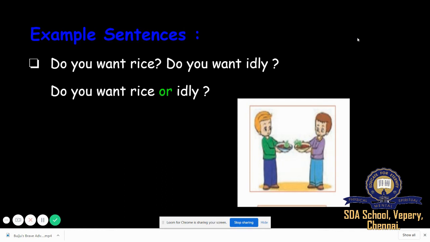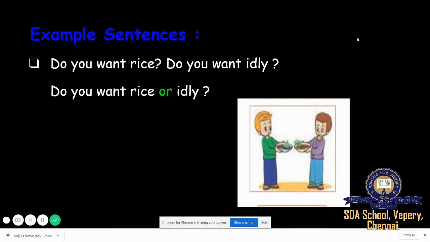The question they have given here is, do you want rice? Do you want idli? To get a correct sentence we use a conjunction. So the correct conjunction is or. How are we going to join this? Yes, by using or. Do you want rice or idli?